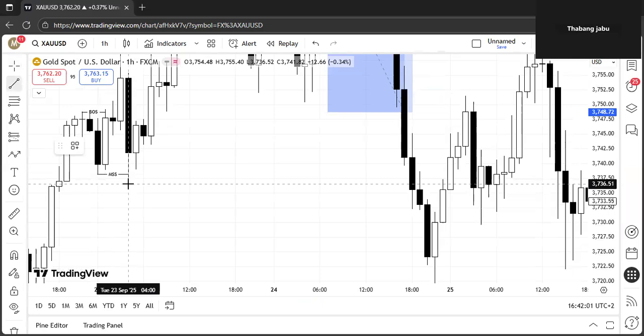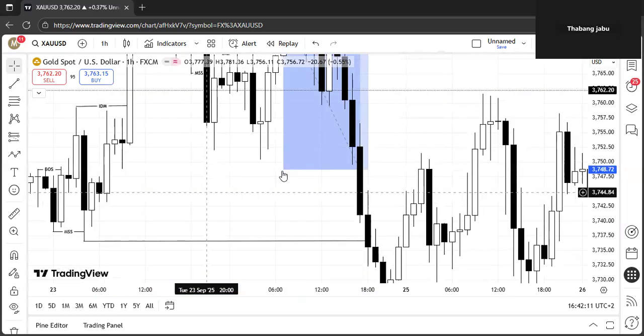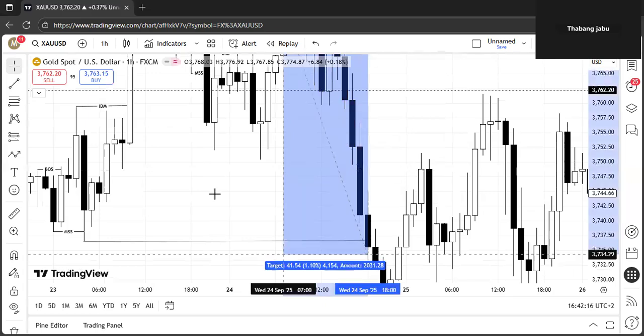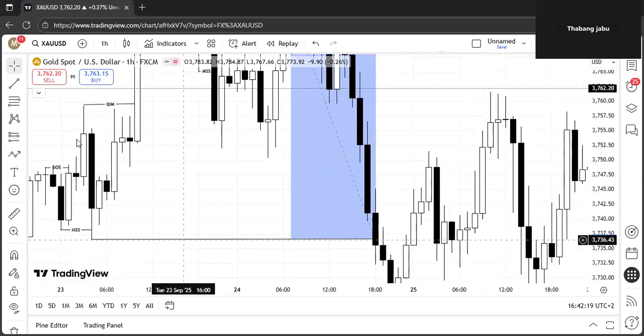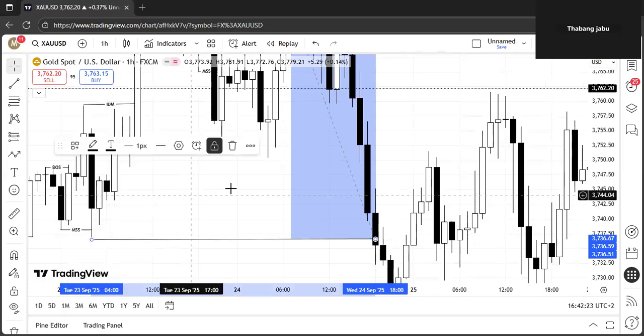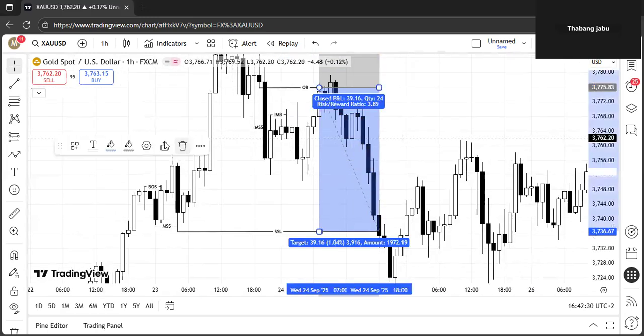Since the market didn't react to this earlier, now it has to, because it has changed direction to the downside, and the sell side liquidity pulls it to this level, which is our sell side liquidity since it's to the downside. And then that's the 39 pips, gold pips.